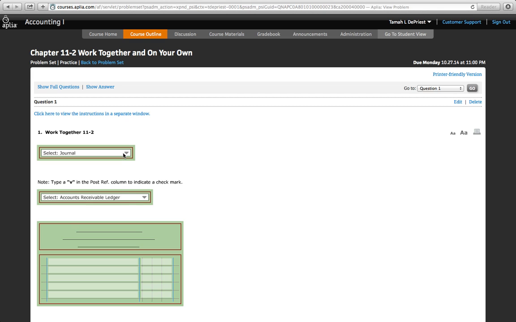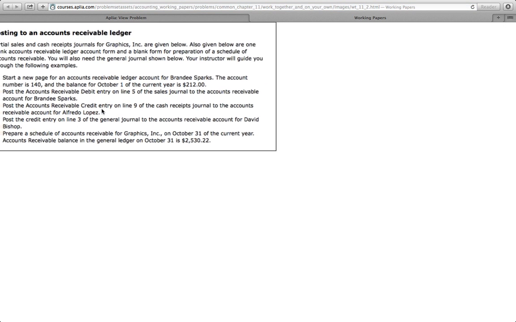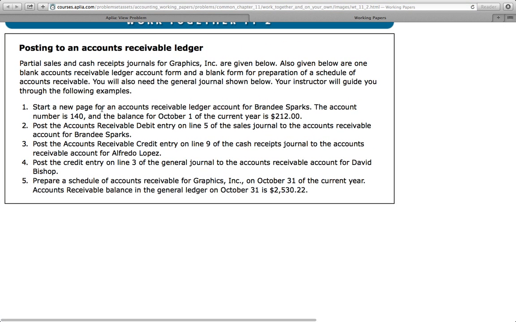All right, so the instruction says, and I'll pull them up here to read, but I'm going to be glancing over my book a lot. Says partial sales and cash receipts journals for Graphics Incorporated are given below. Also given below are 1 blank accounts receivable ledger account form and a blank form for preparation of a schedule of accounts receivable. You will also need the general journal shown below. Your instructor will guide you through the following examples. First instruction is just to start a new page for an accounts receivable ledger account, a subsidiary account for Brandy Sparks. The account number is 140 and the balance for October 1st of the current year is 212.